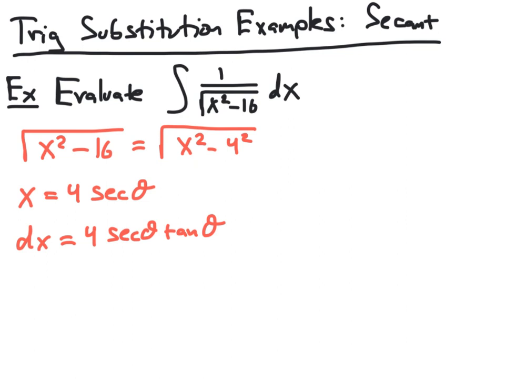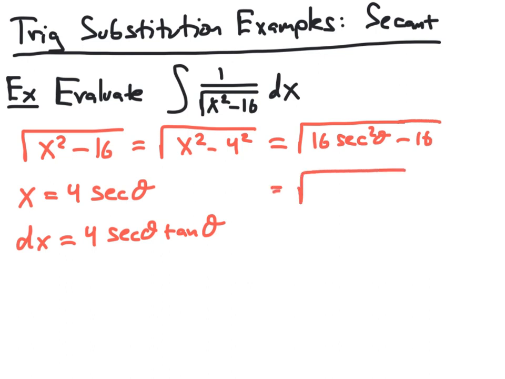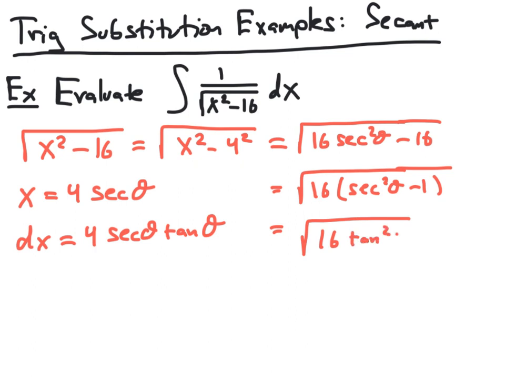And we also want to evaluate that denominator of the square root of x squared minus 16. And so here we substitute in 4 secant theta for x. We see that that becomes 16 secant squared theta minus 16, all inside the square root. We can factor out a 16 to get 16 times secant squared theta minus 1. Using a standard trig identity, we know that secant squared of theta minus 1 is tangent squared of theta. And now we evaluate this square root. The square root of 16 tangent squared theta is going to be 4 times the tangent of theta.